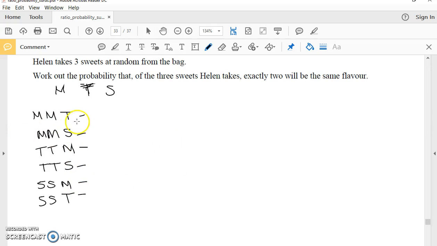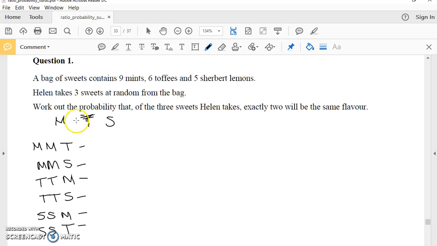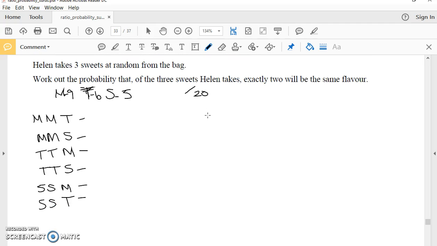So again, remember that each time she takes a sweet out of the bag, that's going to be 1 less than we have. Okay, so we know we have 9, and then 6 gives us 15, and 5 gives us 20. So we're always out of 20 for our first one. And then from there, we're going to go to 19 and 18 as our denominator.